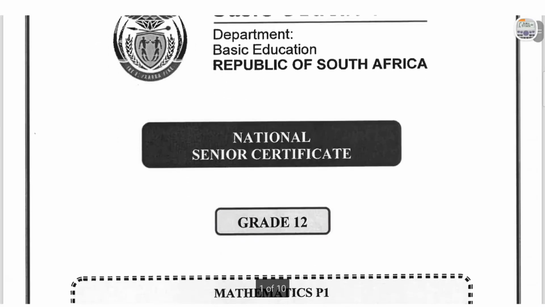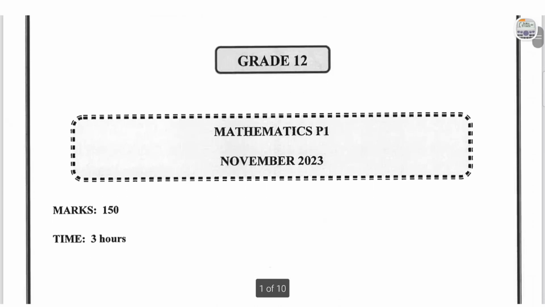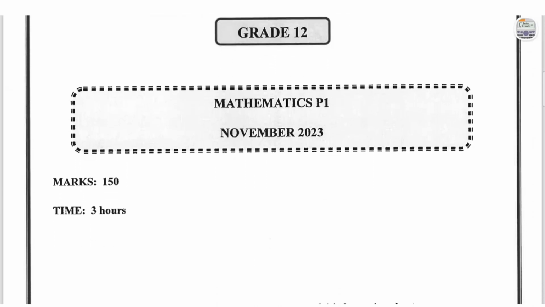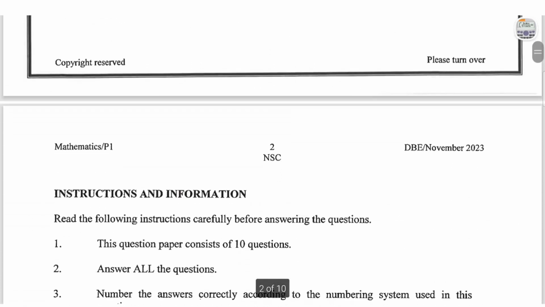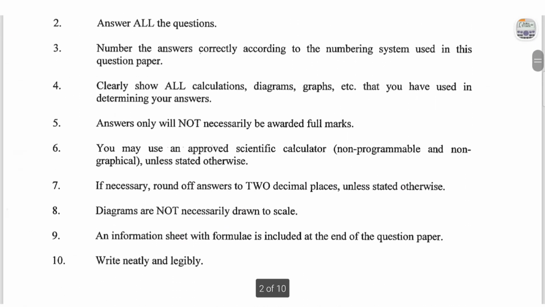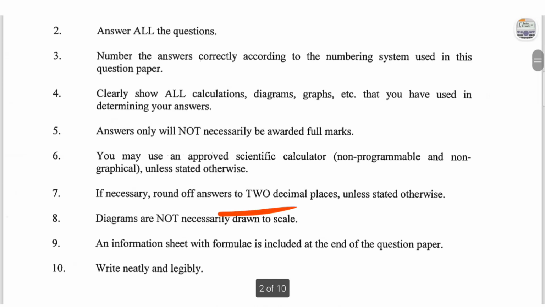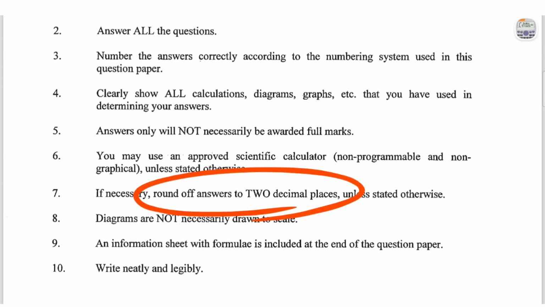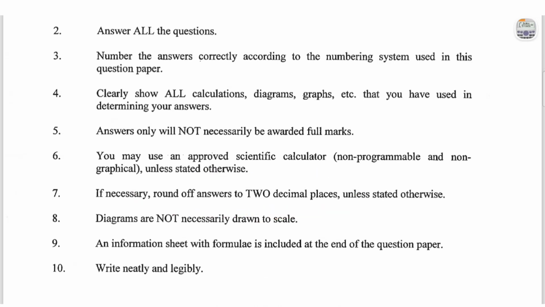In this video, we'll be working on the grade 12 Mathematics Paper 1 for November 2023. This paper is 150 marks and the time allocated is 3 hours. Looking at the instructions, just remember to round off to two decimal places unless stated otherwise, and the diagrams are not necessarily drawn to scale. With that being said, let's get into this video.